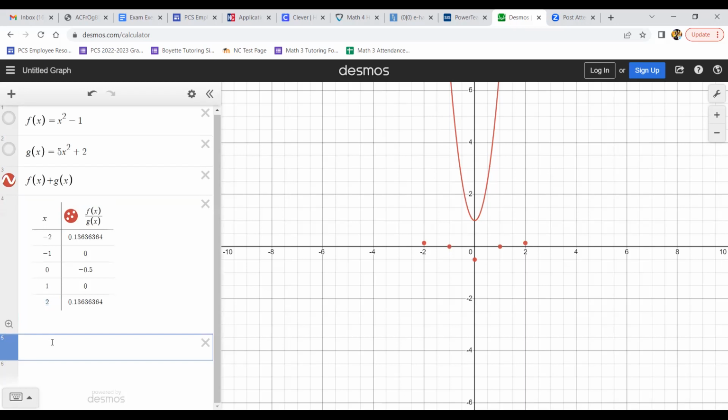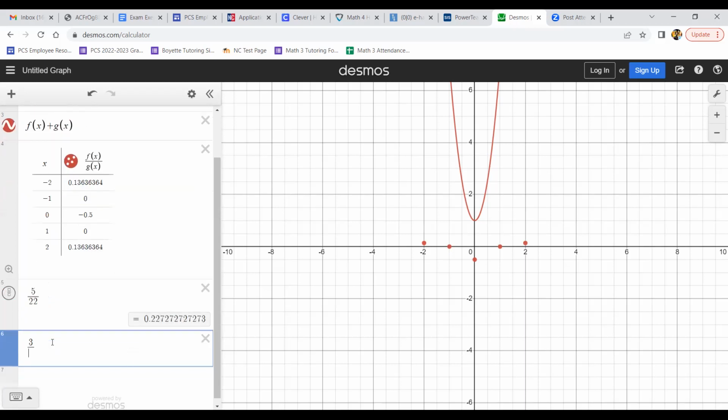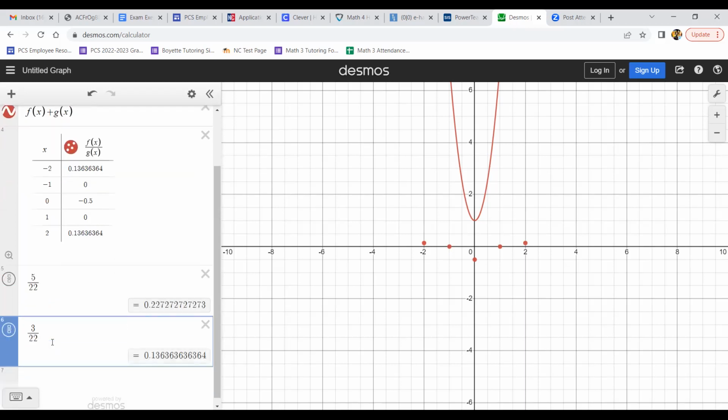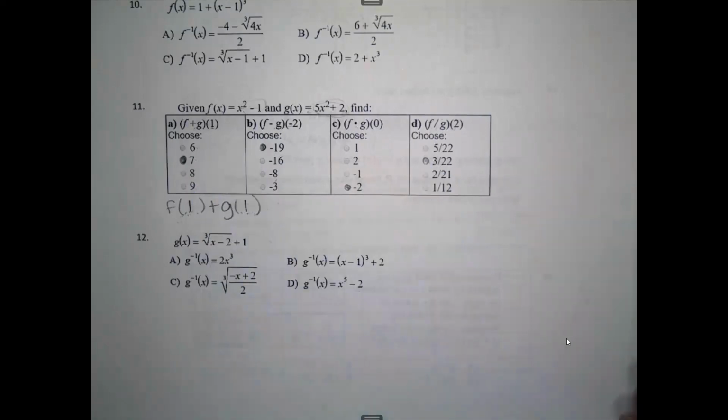So let's look at all of these fractions and see which fraction matches the decimal. So we need 0.1363636. So it's not 5/22, 3/22. Yeah, it looks like it matches 3/22. So D is the last one. So there's how we could use Desmos to do that problem for us. It just saves us a little bit of time. We didn't have to use our brains as much. So we could use the table to answer all those questions pretty quickly.